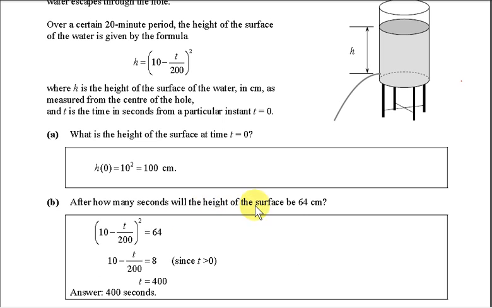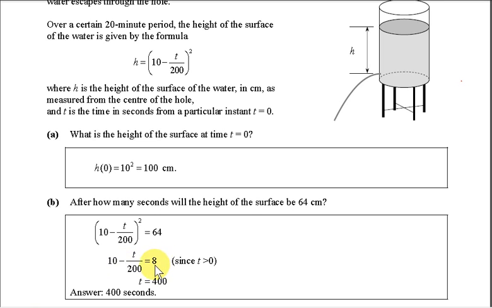After how many seconds will the height of the surface be 64 centimeters? So after how many seconds will this distance be 64? So we plug 64 in for h and we solve for t. Now the easiest way to do this is just to get the square root of both sides. The square root of the left hand side will give us 10 minus t over 200. If we take the square root of 64, one value is plus 8. There is another value which is minus 8.